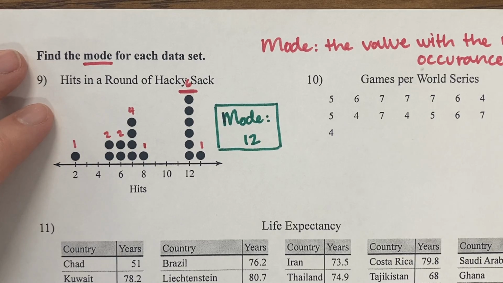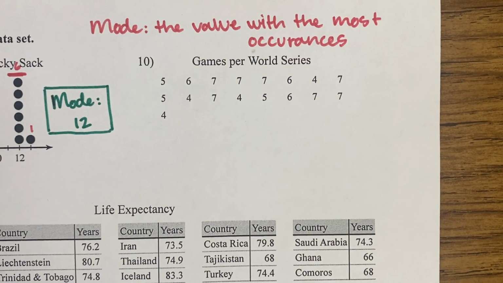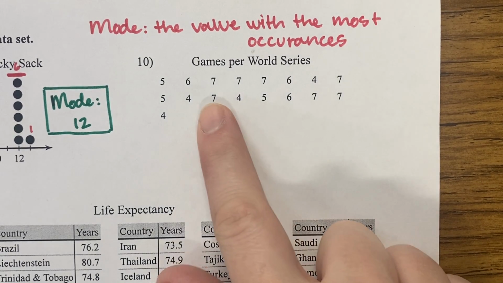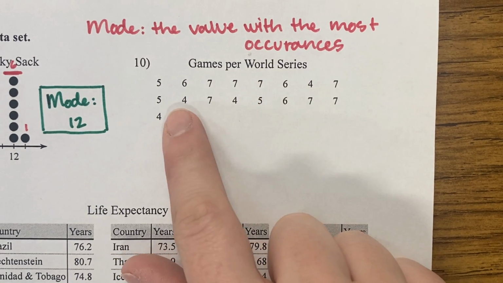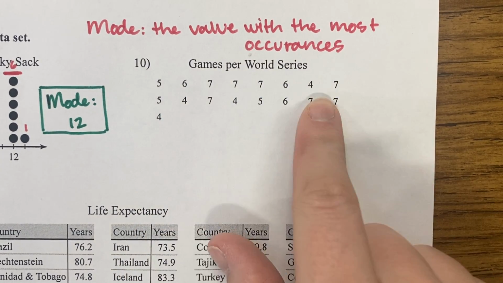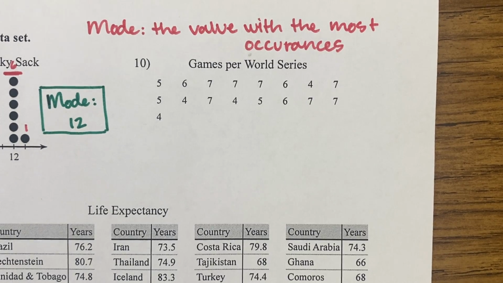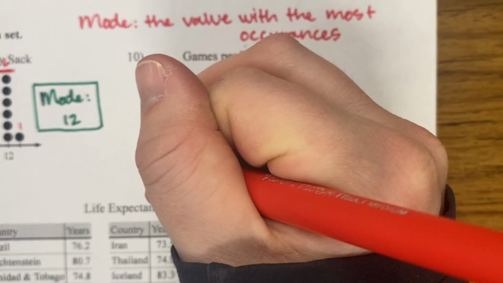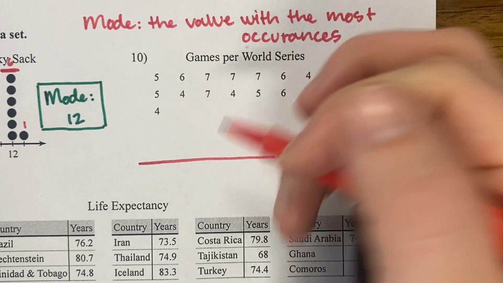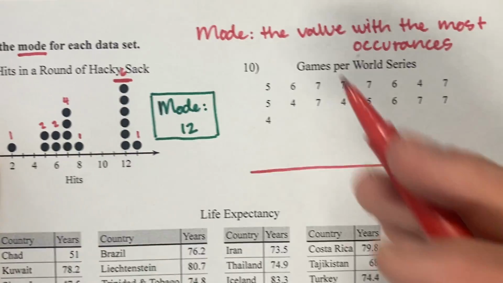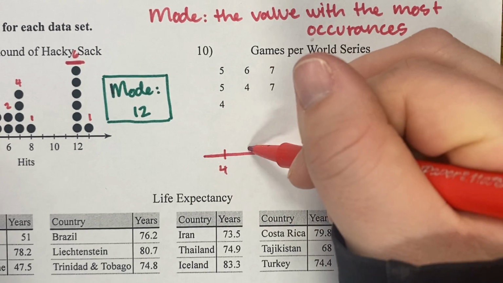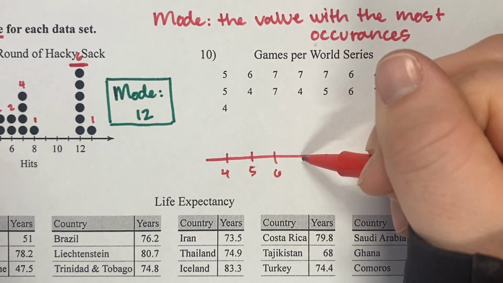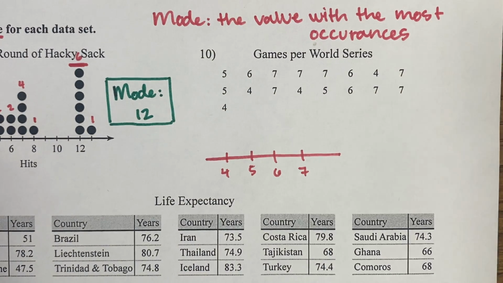Okay, well, let's go ahead and look at number 10 then. Okay, so whenever it's given a list of numbers, so this is games per World Series, I'm just going to go ahead and rewrite this list. And if you want, I'm actually going to create another bar graph type thing. Okay, so my lowest one is 4. We have 5, 6, 7.